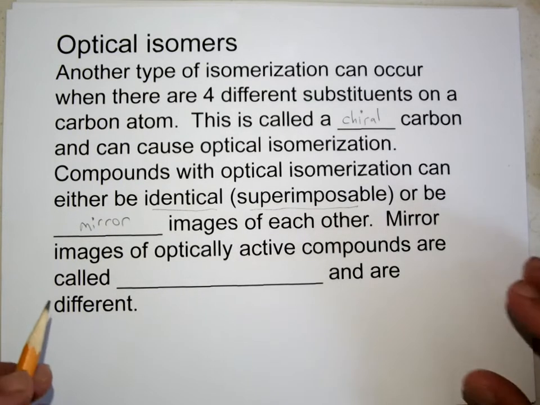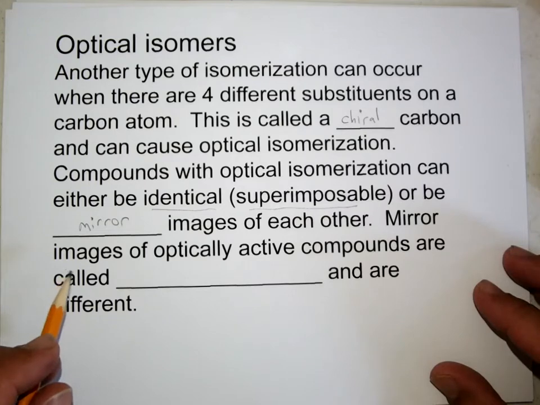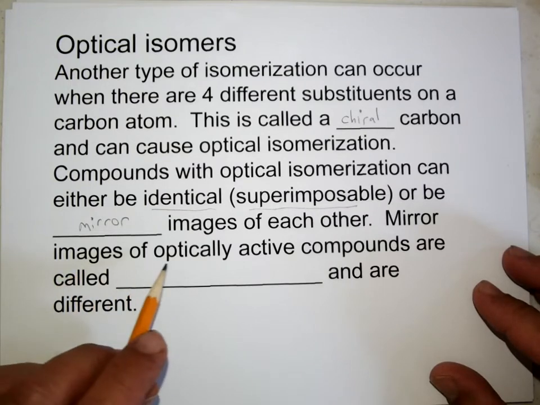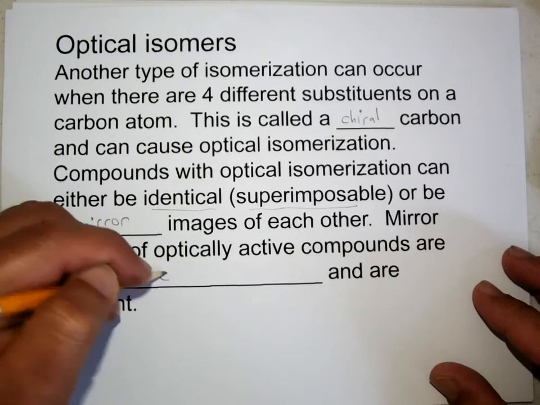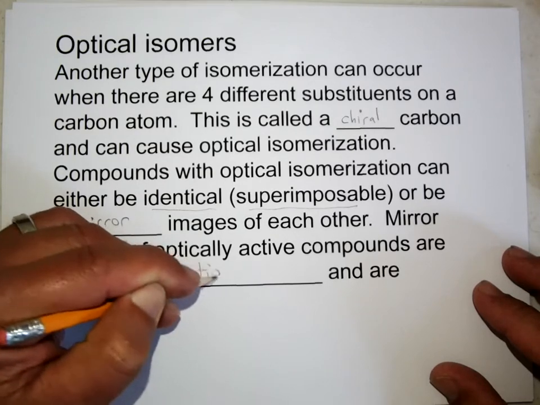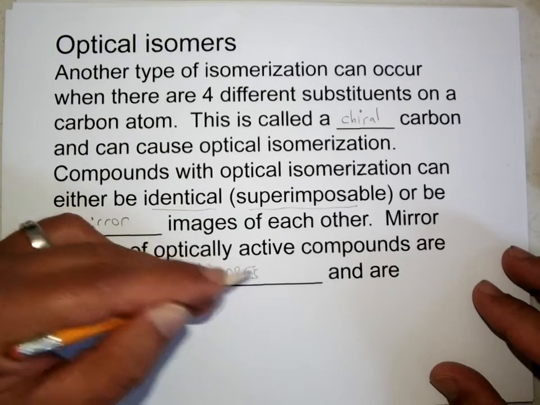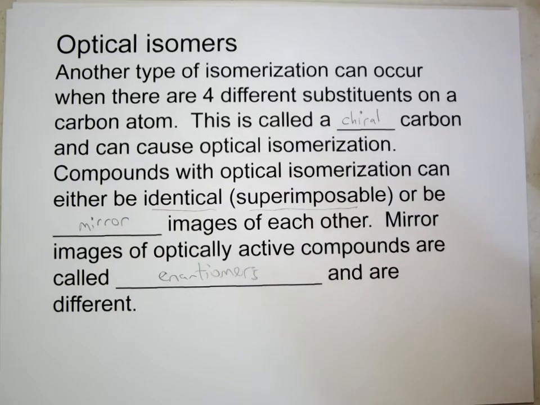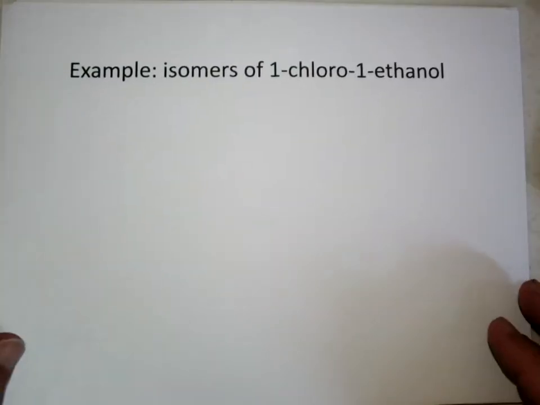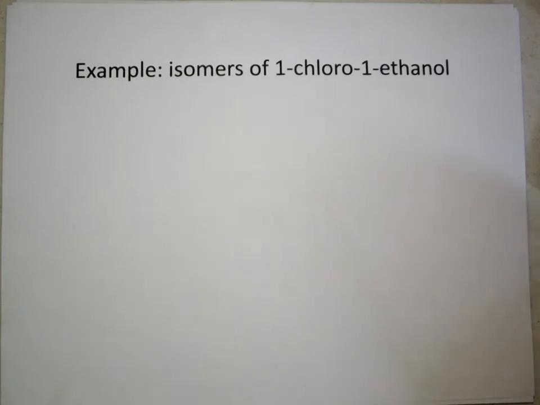And I'll give you some examples so you can follow along with what I mean. Mirror images of optically active compounds are called enantiomers and are different. So where this comes from is I go ahead and build a molecule with a chiral carbon, and I like a really simple one. Simple examples are often best to illustrate things for beginners or for a first example. And so, 1-chloroethanol, 1-chloroethanol.